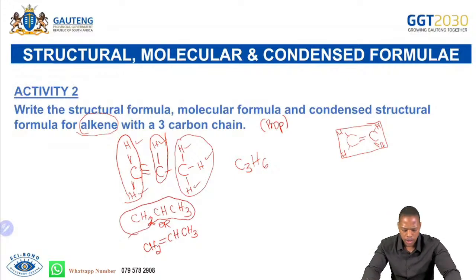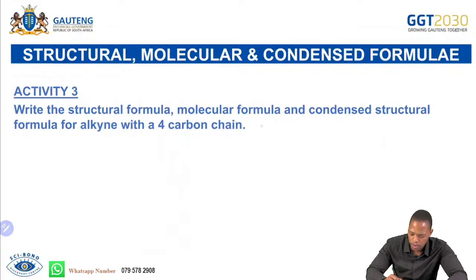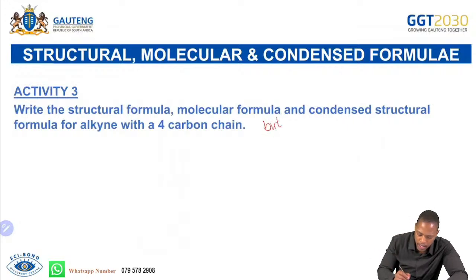Okay, so as we continue with the activities, because I want to cover all the homologous series and show how you draw using its functional group, I will go straight to alkynes. It says write down the structural formula, molecular formula, and condensed structural formula for an alkyne with a 4-carbon chain. What is a 4-carbon chain? That's but-. But- is 4. Must always remember that. So it's a carbon chain. It's an alkyne.